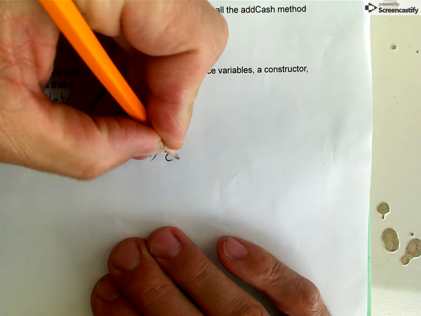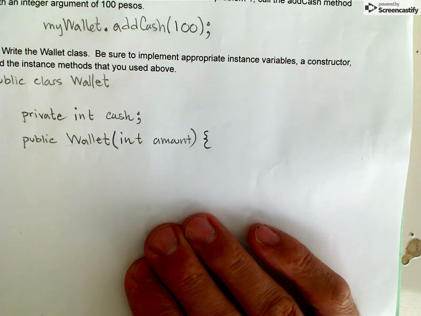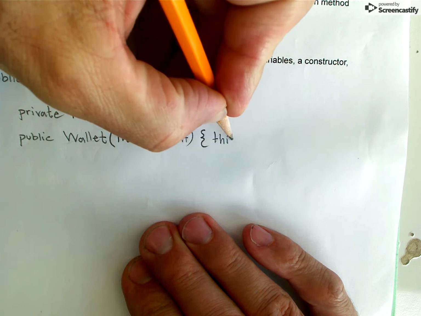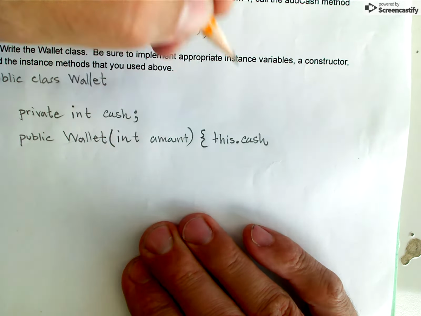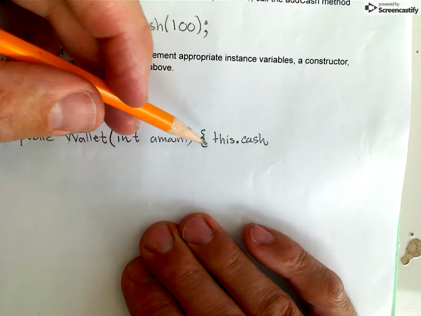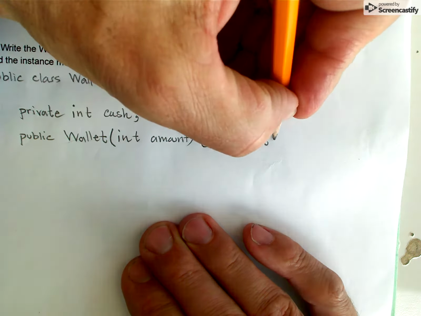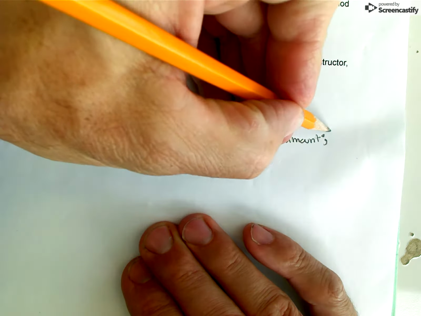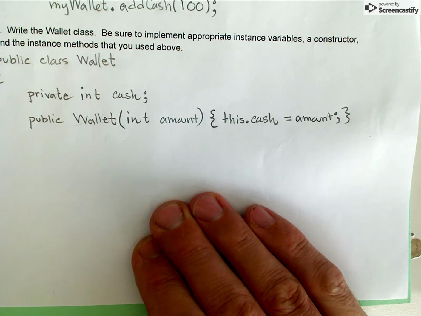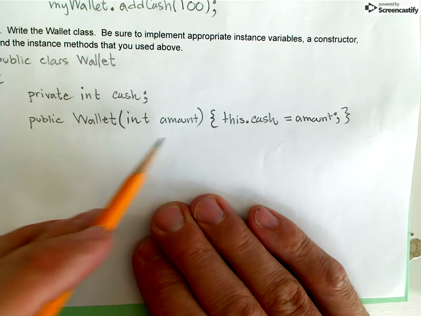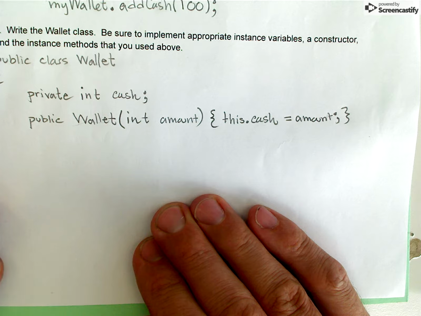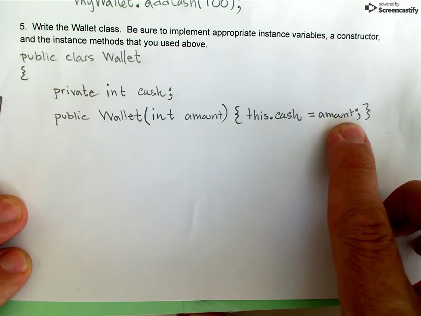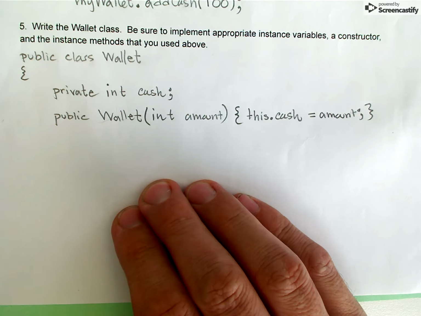In the interest of space, I'm just going to finish my constructor on the same line. Public Wallet, int amount, and I want this.cash, the instance variable of this object, whatever object is executing this code. this.cash is going to equal amount. And then I'll close my constructor. It's normal to put this on a second line, but again, in the interest of saving space, I'm putting my whole constructor right on the same line. And this will compile. This is perfectly allowed.